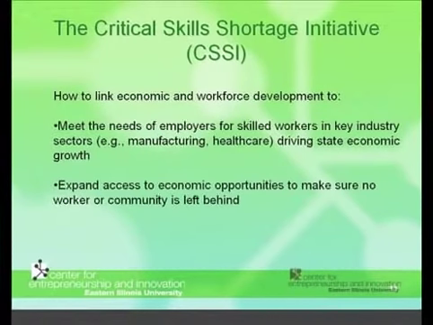The Critical Skills Shortages Initiative was meant to link economic and workforce development to meet the needs of employers for skilled workers in key industry sectors, and also to expand access to economic opportunities to make sure no worker or community is left behind.